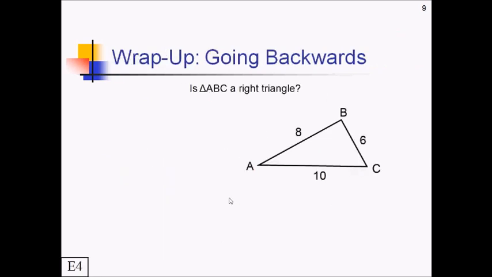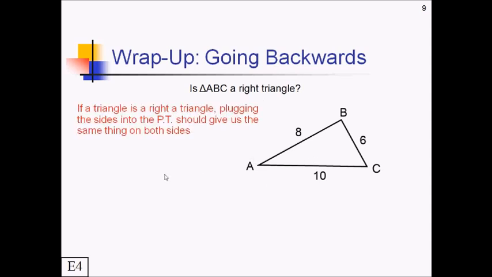For our last problem, we're asking, is this triangle a right triangle? So if something is a right triangle, then the Pythagorean theorem should work for it. What that means is, if it's a right triangle, plugging the sides that they gave us into the Pythagorean theorem should give us the same thing on both sides.